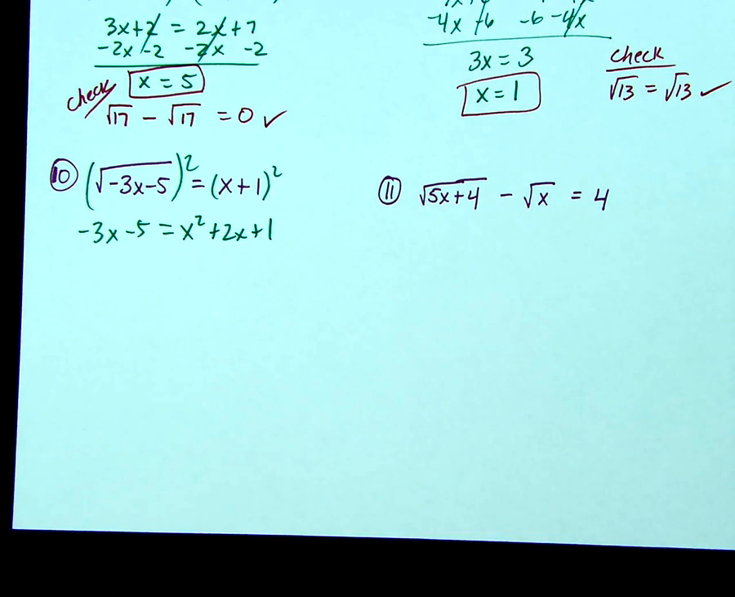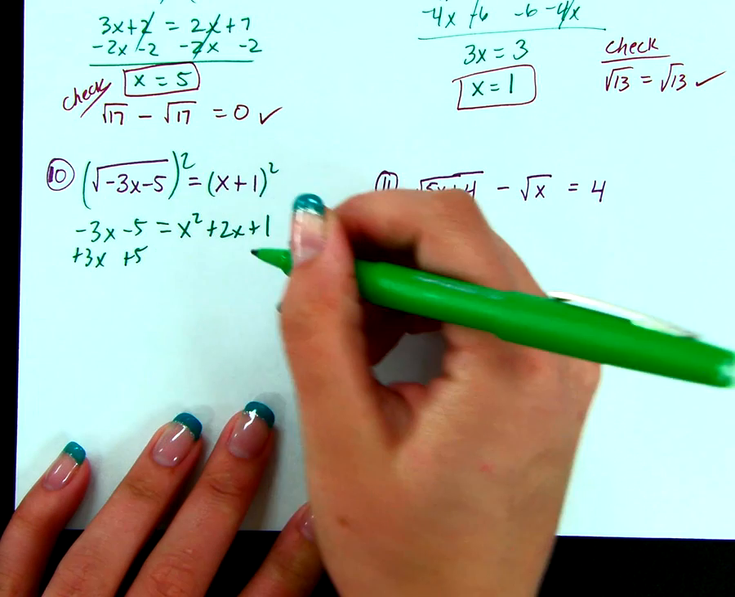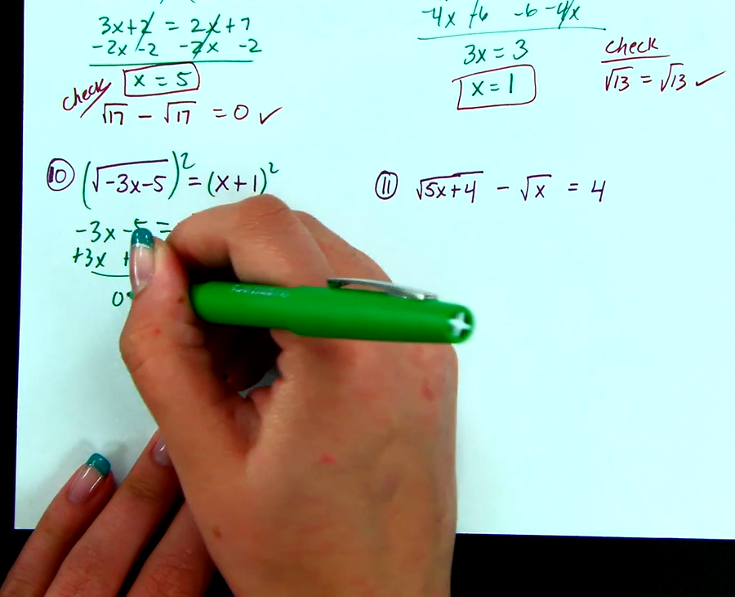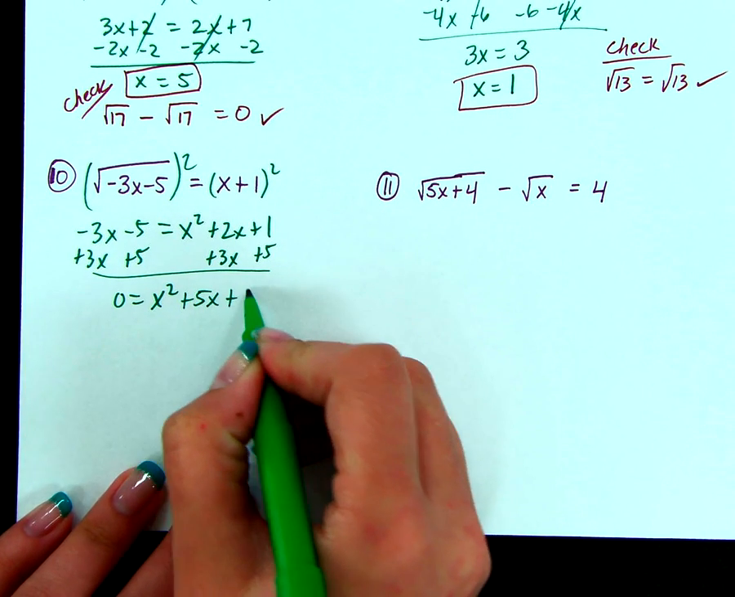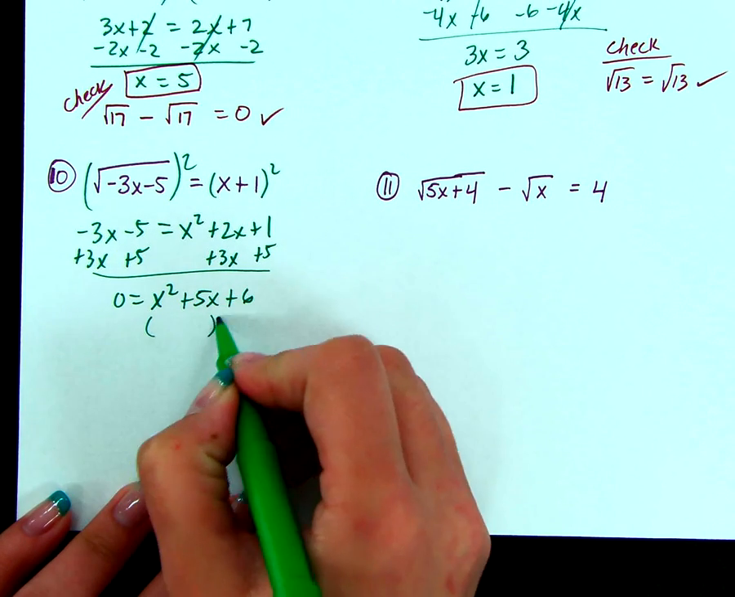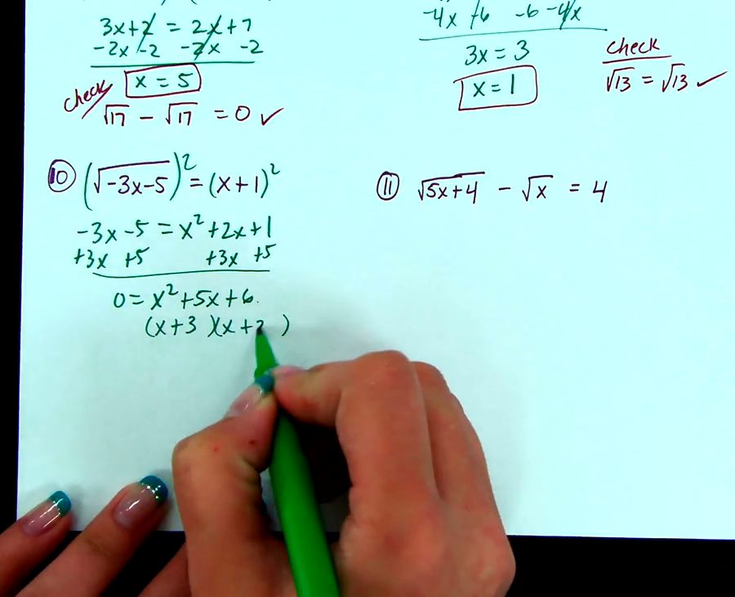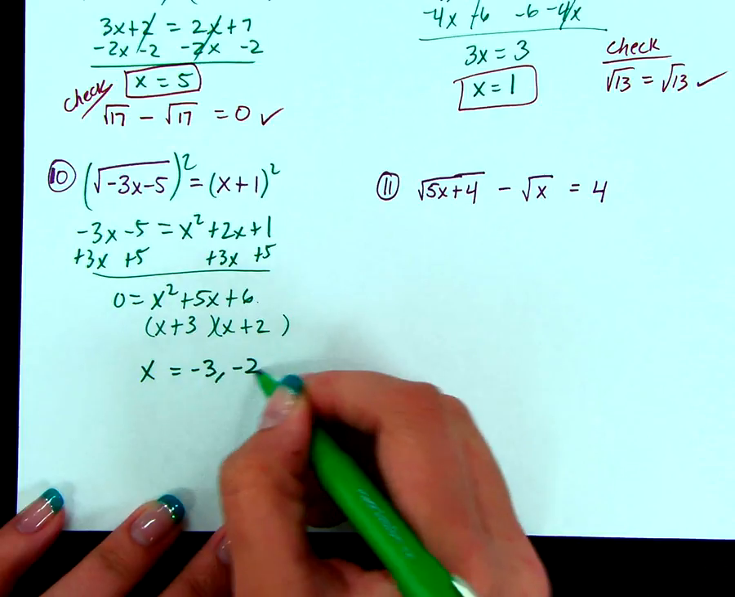And it's quadratic, so I need to move everything to the same side. So we're going to add the 3x and the 5. And then we're going to try to factor. So we have 0 equals x squared plus 5x plus 6. So two numbers that multiply to be 6, add to be 5 will be positive 3 and positive 2. So my two possible answers right now would be negative 3 and negative 2.